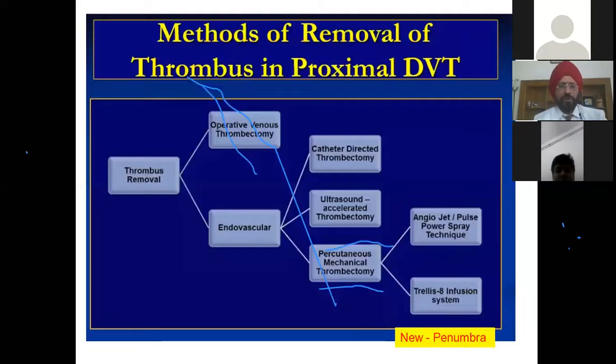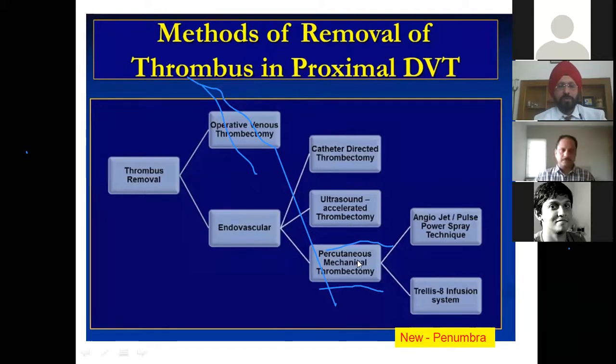So the ways of removing it, one is operative, which I'll talk to you about, which is not being done now, and second is endovascular. Second is lysis, which could be systemic, which again is not being done, but we can do it endovascular, which is catheter-directed thrombectomy or thrombolysis, CDT, ultrasound accelerated thrombolysis, or percutaneous mechanical thrombectomy with an AngioJet or a Trellis, or again something new I'll tell you about, that is the Mcnamara, which we have had the opportunity to use recently.